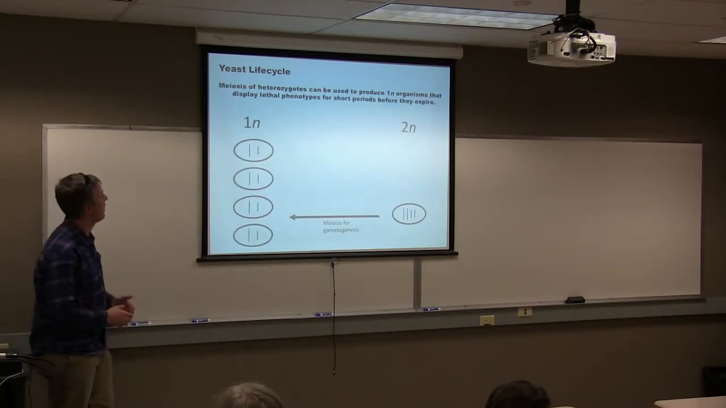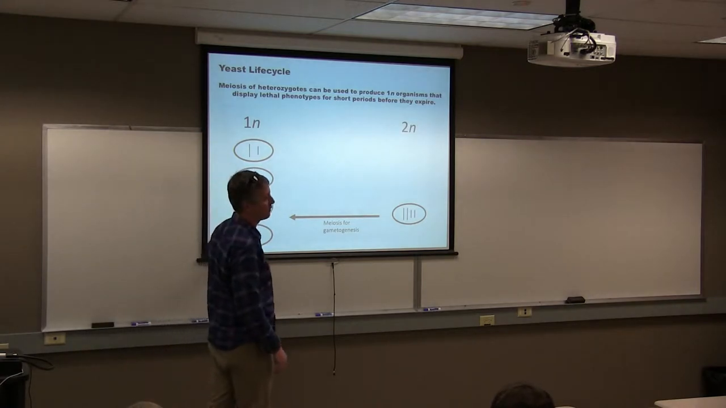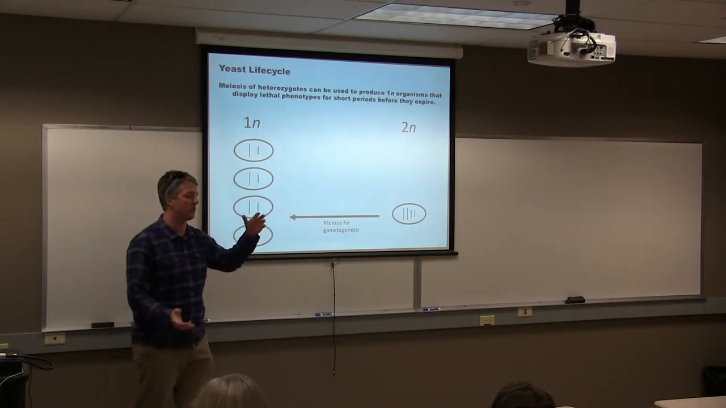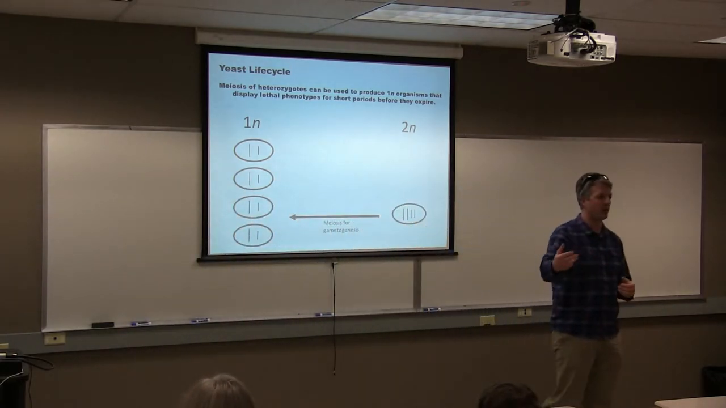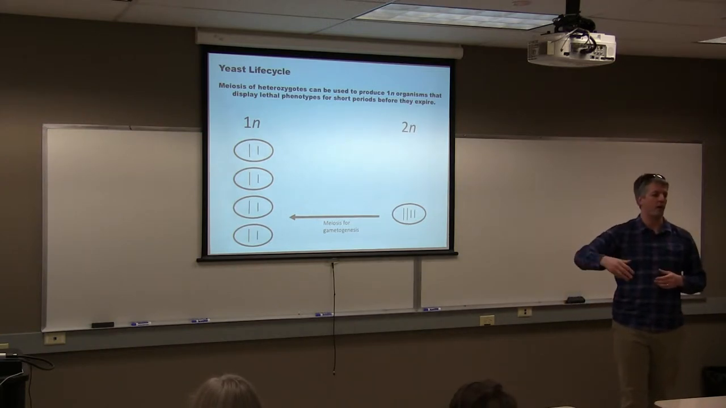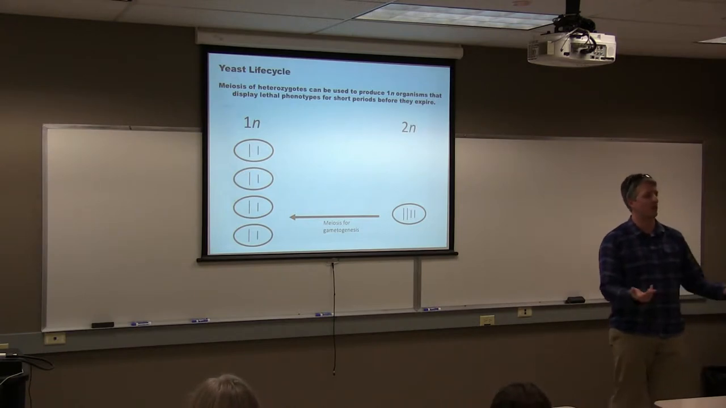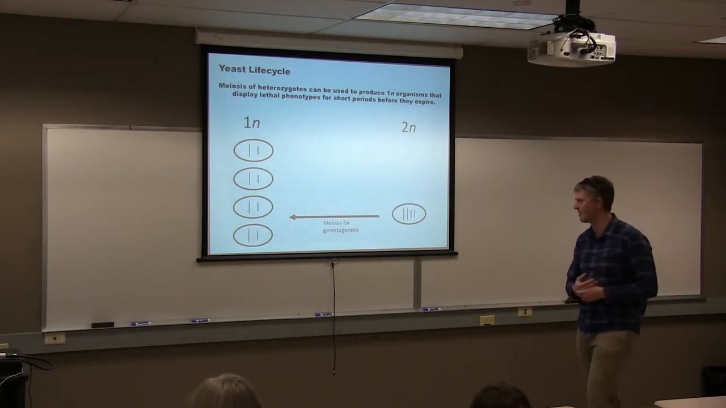With meiosis, heterozygotes can be used to produce organisms that display the lethal phenotype. So let's go back to that example. We have a mutation in the tryptophan biosynthetic pathway, and now we go through sporulation and meiosis. Of our four spores, how many of them will be able to grow on minus TRIP synthetic complete media? Two.